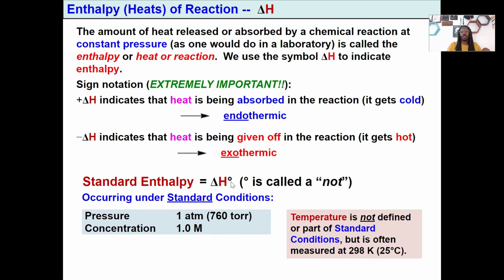So you've got this little knot sign over here. And one other thing: temperature is not defined as part of the standard conditions, but we usually consider room temp to be the normal 25 degrees Celsius or 298 Kelvin.